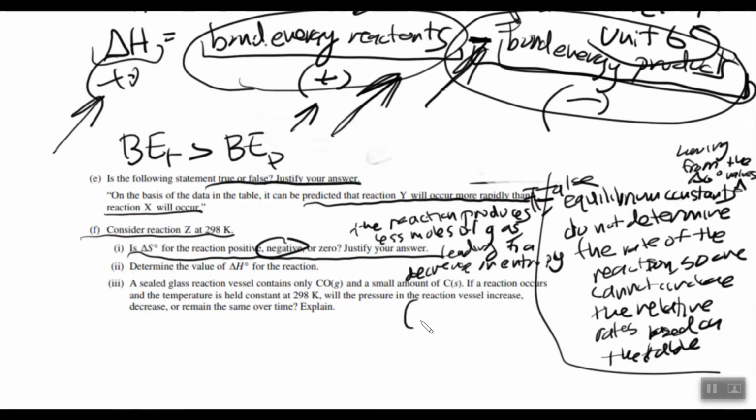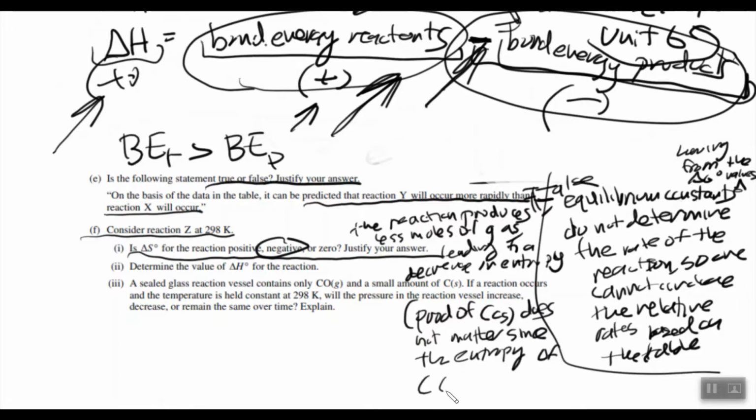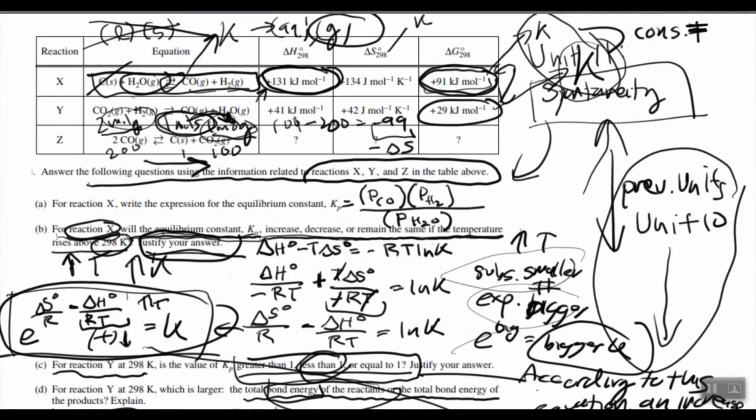And you can also add that the production of carbon solid does not matter since the entropy of carbon solid is significantly smaller than the entropy of a gas. There you go. Determine the value of delta H for the reaction.